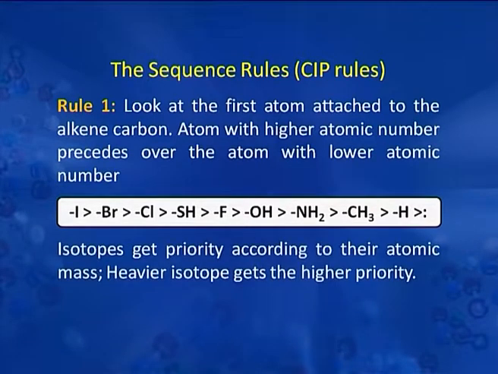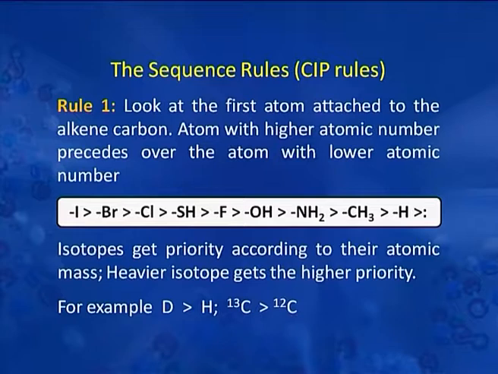Then if there are two atoms which are isotopes of each other, then the heavier isotope gets the higher priority. For example, if there are deuterium and hydrogen at any place, then deuterium is given the higher priority. Similarly, if there are two different isotopes of carbon present, say C13 and C12, then higher priority will be assigned to C13. Let us take some examples.